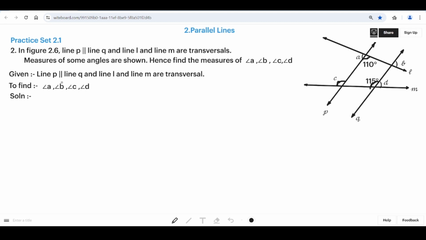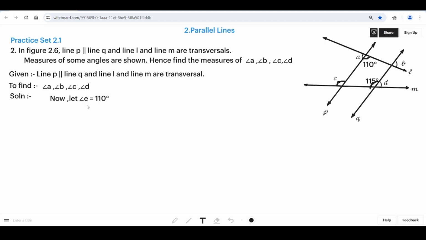Now see, I have written the given. Given is line P is parallel to line Q, and L and M are the transversals. And we have to find angle A, angle B, angle C, and angle D. Now I will give the solution for all these four. You just see how easy it is. Now let angle E be equal to 110 degrees. As no name was given to that angle, I have called it angle E for our better convenience.